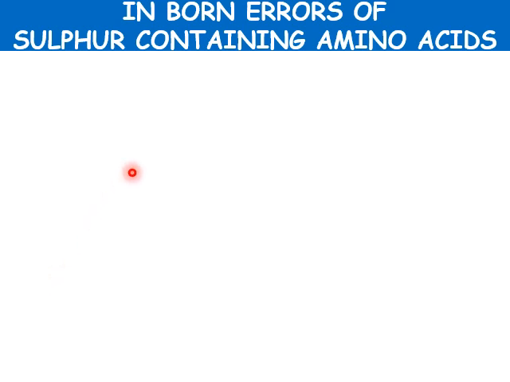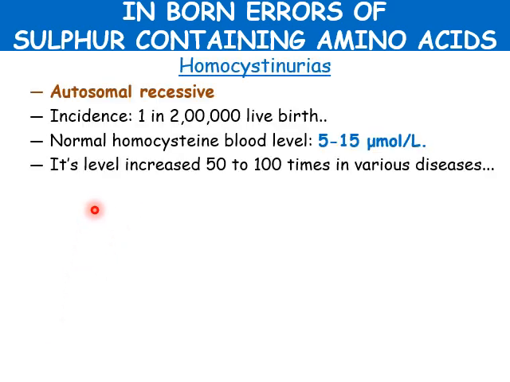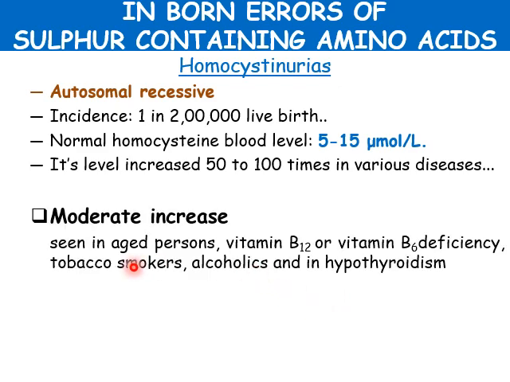Another inborn error of sulfur-containing amino acid metabolism is homocystinuria. It is an autosomal recessive condition. The incidence rate is 1 in 2 lakh live births. The normal homocysteine level in blood is 5 to 15 micromoles per liter, but it may increase in certain diseases to 50 to 100 times. There is a moderate increase in aged persons, so it increases along with age.